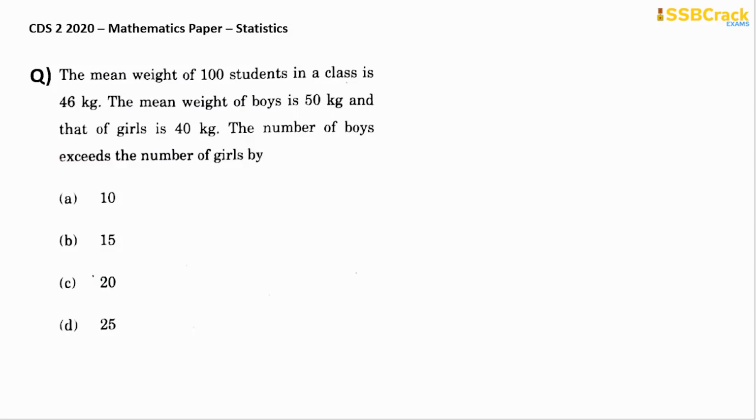Here, the mean weight of 100 students in a class is 46 kg. So we know already the mean weight of 100 students. So total students we know. Okay, let's write about the information that we have. 100, and students are, some are boys and others are girls. So the total students are divided into boys and girls categories, right?